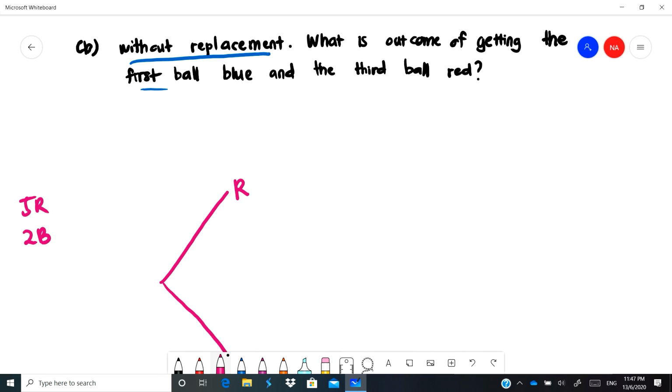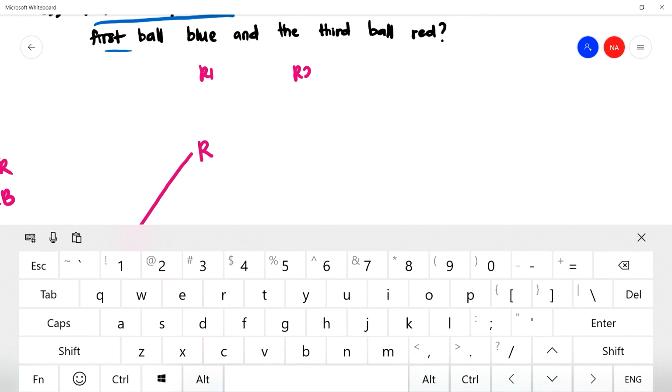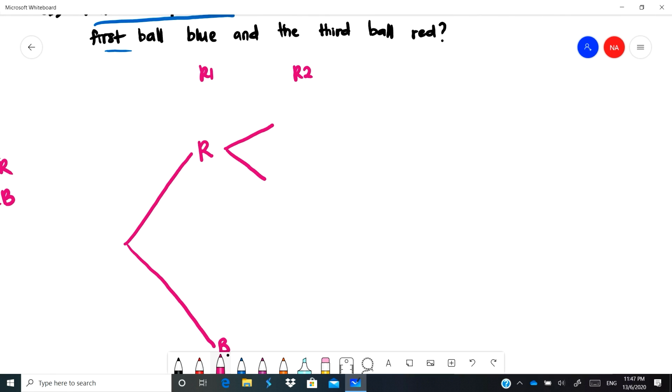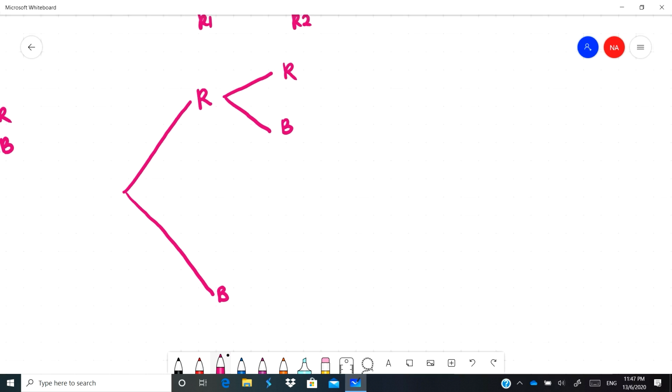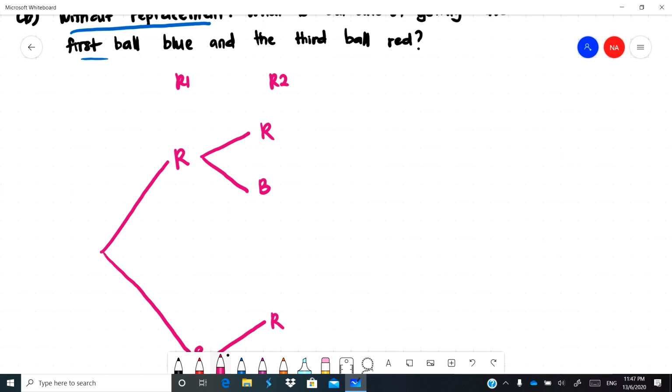The first one, round number 1, will be red or blue. Round number 2, still, it can be red or it can be blue. If the first round is blue, the second round will be red or blue. Now we go to round number 3. We'll have something like this: one red, this one blue, this one also red, this one also blue.